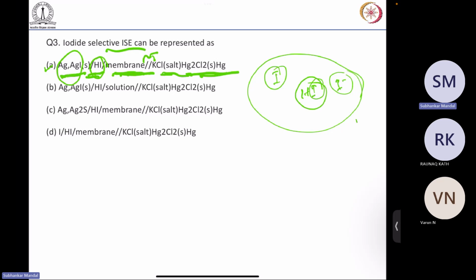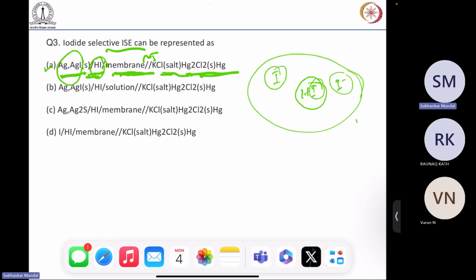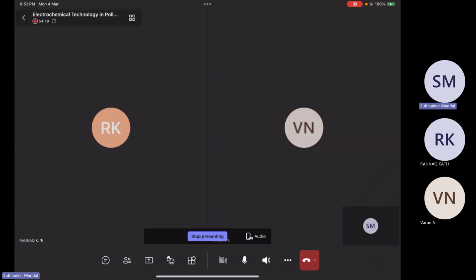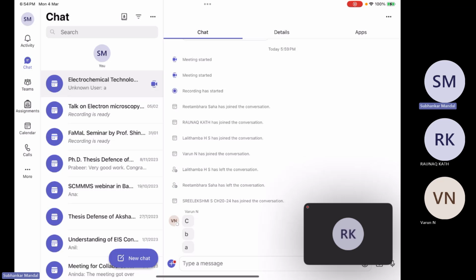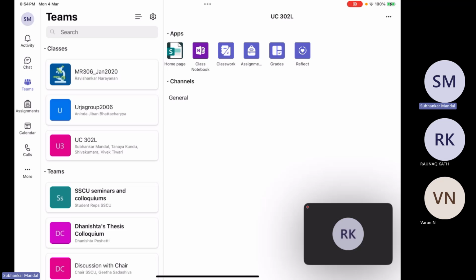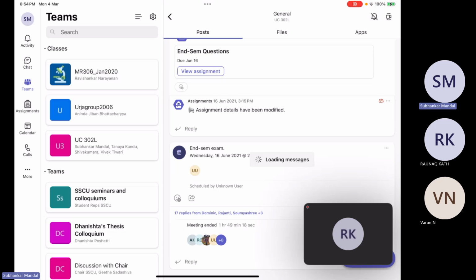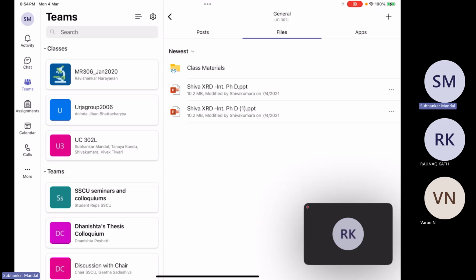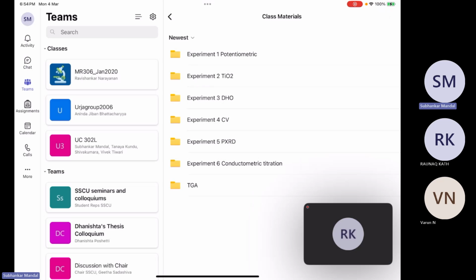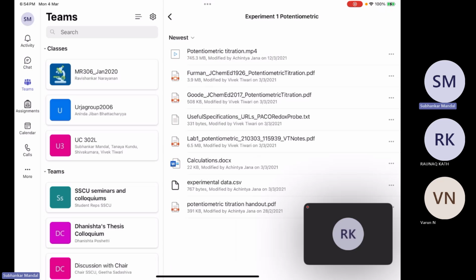I think we can see the video for the potentiometric titration, then that will be more understandable, because we are discussing the theoretical class, but it will be more understandable if we see the experimental setup, how people used to do this experiment. Okay, so I can show the video. I can share the class material files and this video also with you people. Okay, so you can see this.